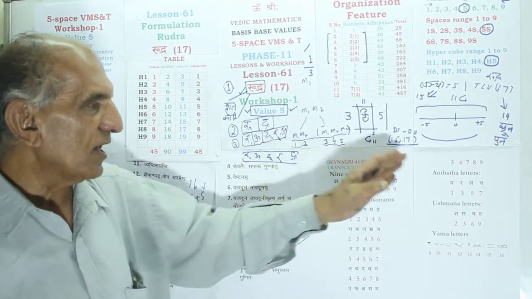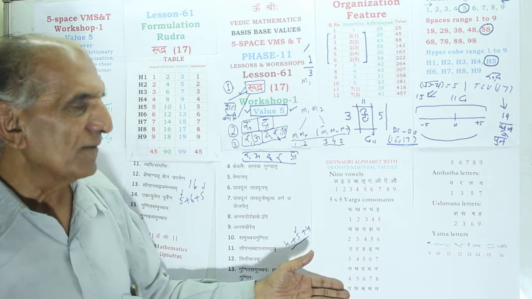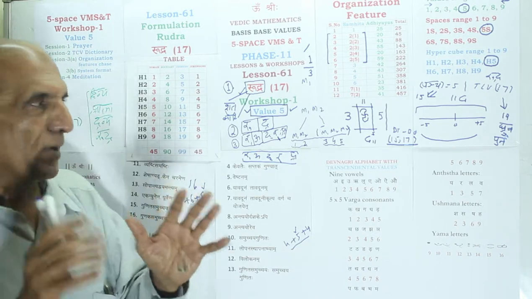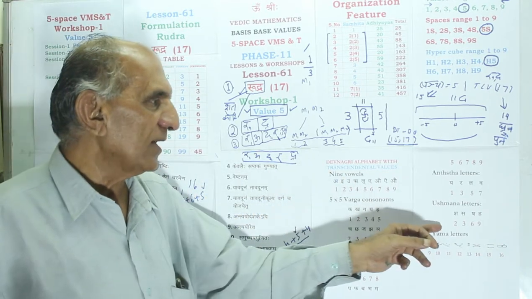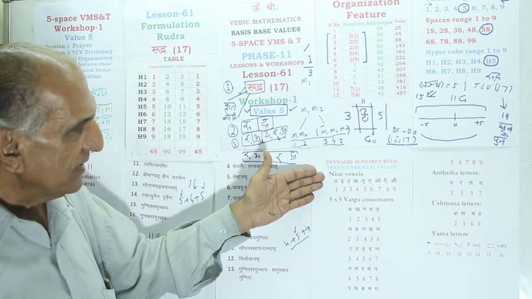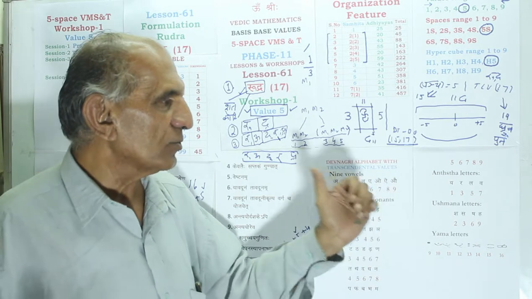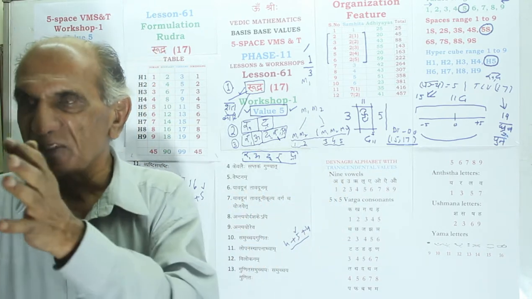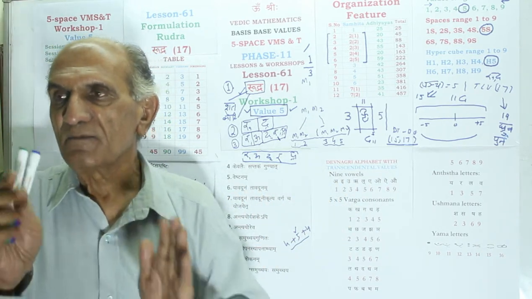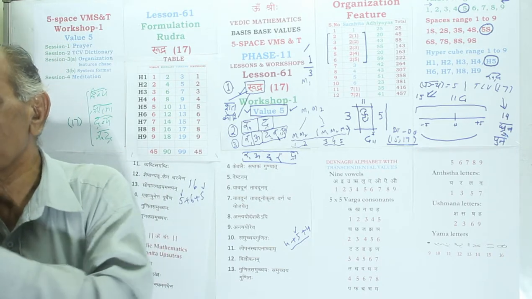However, this range of values gets classified in two parts. The one part is of values 1 to 9, which are of the vowels, consonants, including Antahstha and Ushmana letters. And the second class of values is of the remaining 10 to 16.